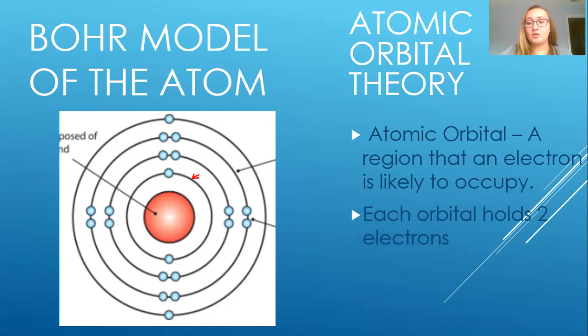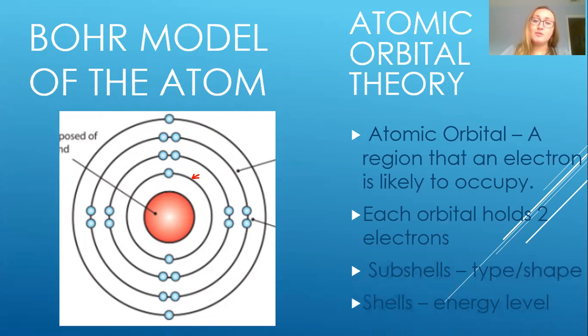Each orbital holds 2 electrons. Then we have subshells. That indicates the type or the shape of the orbital. And finally, we have our shells, which are our energy level. So even though the Bohr model of the atom was retired, it's still a really useful conceptual model, and it's how we developed atomic orbital theory. But when confronted with data that didn't match it, we had to refine it.